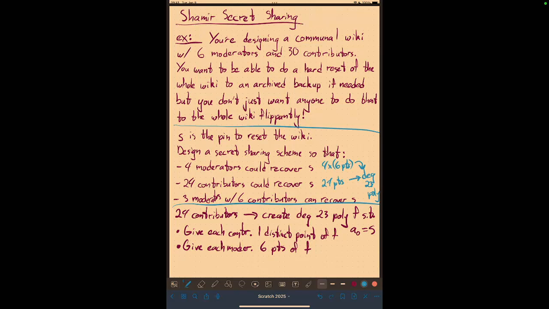On the other hand, this just kind of works out because I wrote the problem. But if you have 3 moderators with 6 contributors, that's, well, let's see, 3 times 6 is 18, plus 6 contributors. 18 plus 6 is, in fact, 24 points, and that gives us 23. So, yeah.